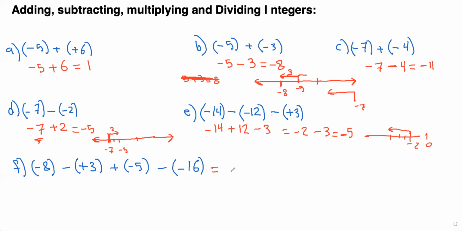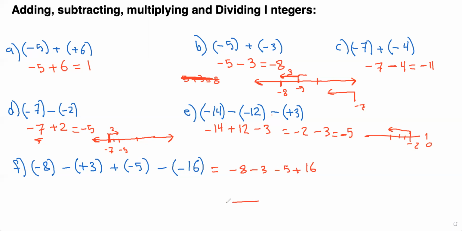So here, getting rid of the brackets. So negative 8, opposite signs. When that's opposite signs, it becomes minus 3. Again, opposite signs, so it becomes minus 5. And here, the same signs, when it's the same signs, they become plus 16. Negative 8 minus 3 is negative 11. And then negative 11 minus 5 is negative 16.